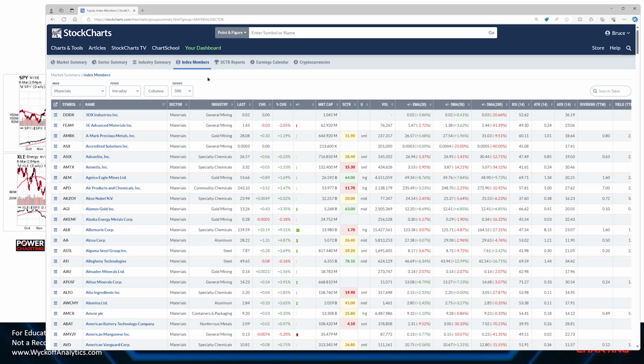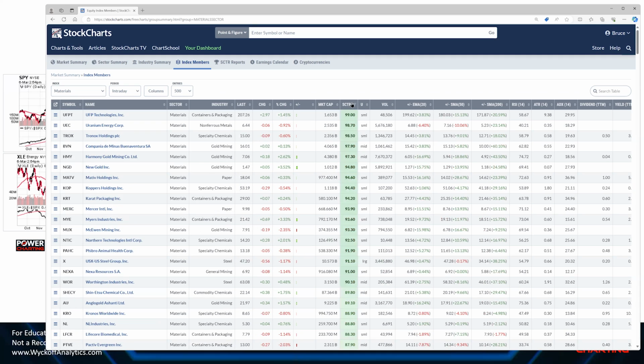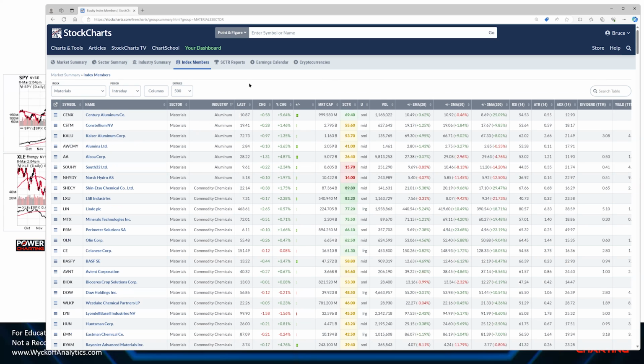I want you to do this as a homework assignment. What I've done here is I've gone to the materials sector. You can see all these sectors and you can drill into them, all the ones we just looked at. I'm going to concentrate on materials right now. And what I like to do is to sort by Scooter. So now they're sorted highest to lowest. And then I like to sort by industry. Now we have all the industries in order in the materials sector, sorted by industry and by Scooter strength.